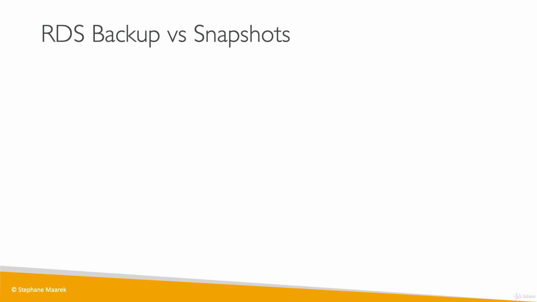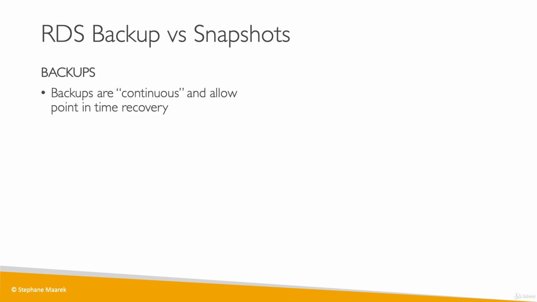All right, let's talk about the difference between an RDS backup and an RDS snapshot, because the names are actually quite similar. So backups are continuous and they happen all the time. What they allow you to do is a point-in-time recovery. So we can say, hey, let me reset my database how it was yesterday at 4 p.m. That's what a backup would be helpful for.